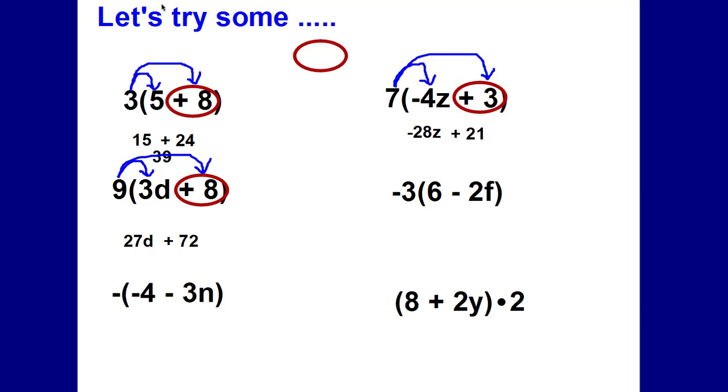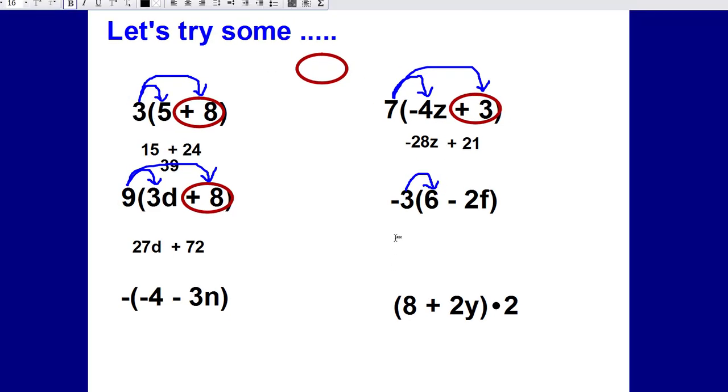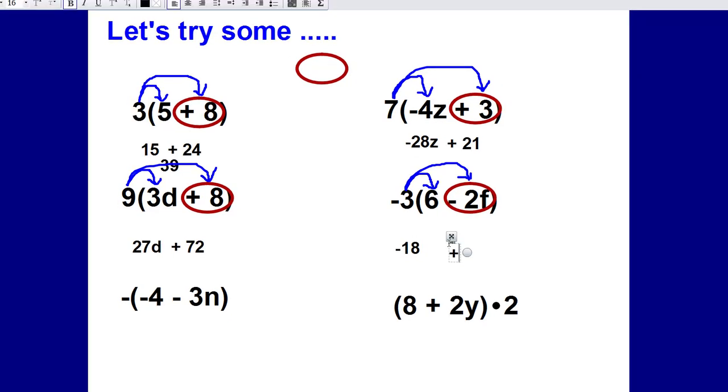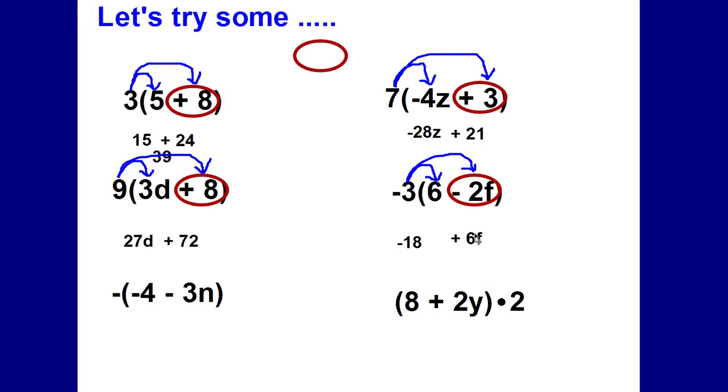The next example is a little different because we have a negative number out here. We're distributing a negative number. You still do the same thing. So we're going to distribute the negative 3 to the 6, so we multiply. And we know that a negative times a positive is a negative, so this is going to give us a negative 18. Circle your second term, and this is also a negative. So you're going to multiply the negative 3 with the negative coefficient. And a negative times a negative is a positive. So it's going to give you a positive 6f. The simplified expression is negative 18 plus 6f.